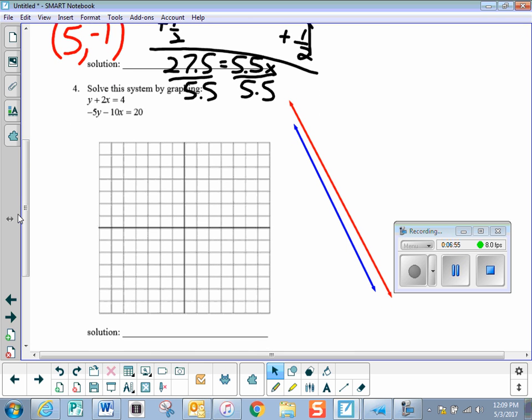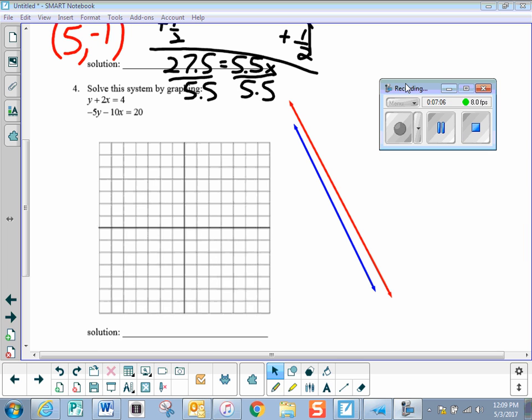This was possibly the hardest one because you had to get y alone. This was the only one you had to get y alone. So why do we have to get y alone? Dusty, the reason we have to get y alone is so we can graph the y.